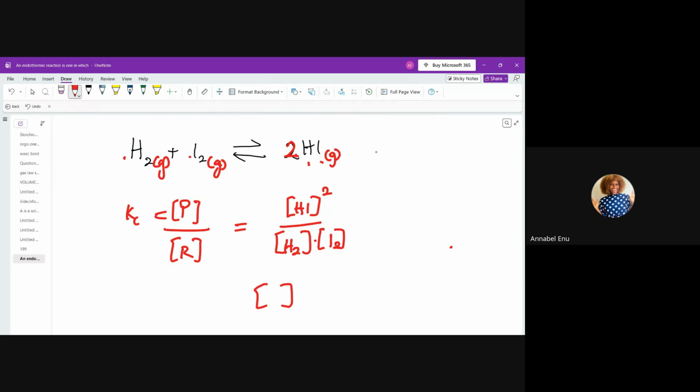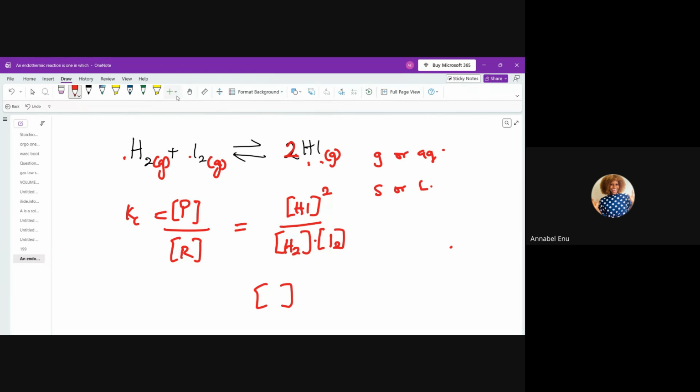Okay, it should be for substances in their gaseous or aqueous state. So now if we are having any equation whereby either our reactant or product is in the solid or liquid state, we don't include that in the equilibrium equation. It must be either in gaseous or aqueous state.